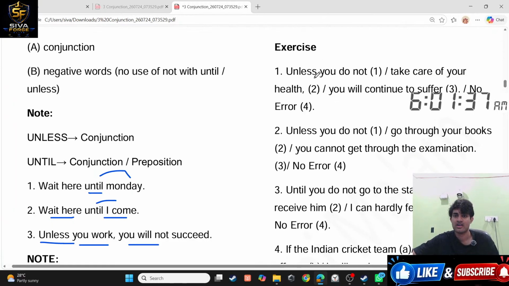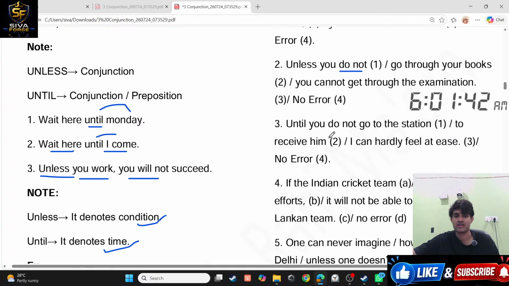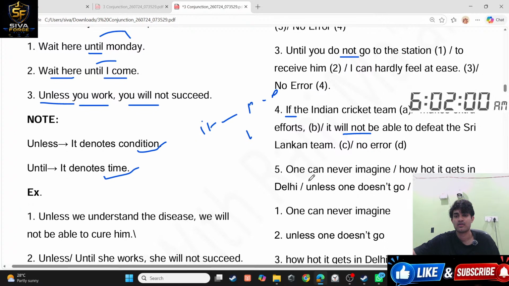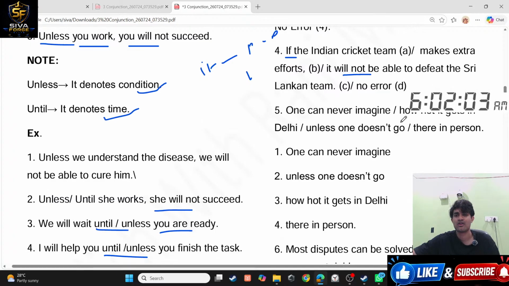Now let's do unless you do not. We should not use do not here. Until you do not. "If the Indian cricket team makes extra efforts, it will be able to defeat." If you use if, we have to use a positive clause and a negative clause. "One can never imagine how hot it gets in Delhi unless one goes there in person." Unless is also a negative one.